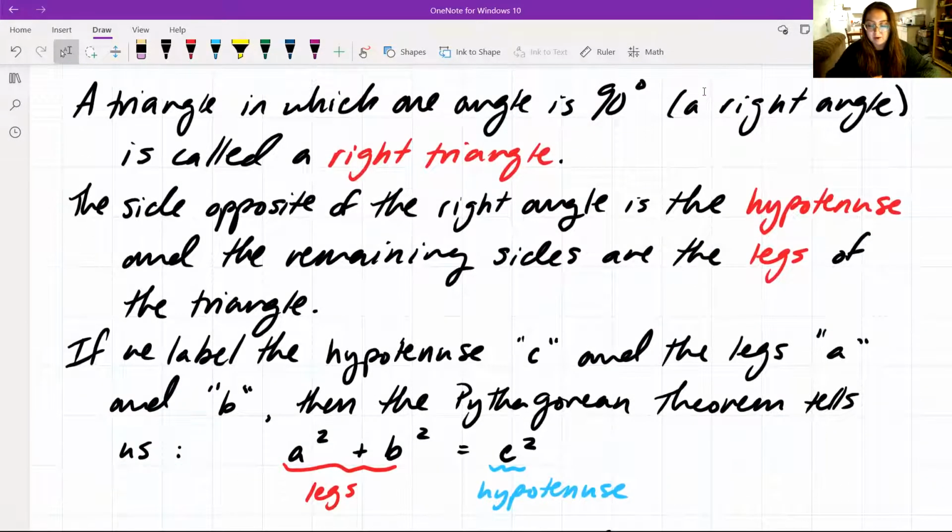If we label the hypotenuse C and the legs as A and B, then we can use the Pythagorean theorem, which then tells us that the sum of the squares of our legs is equal to the square of our hypotenuse. Or in other words, a squared plus b squared is equal to c squared. So now this is telling us that each side of our triangle, when they're squared, their sum is going to be equal to just the square of the hypotenuse.